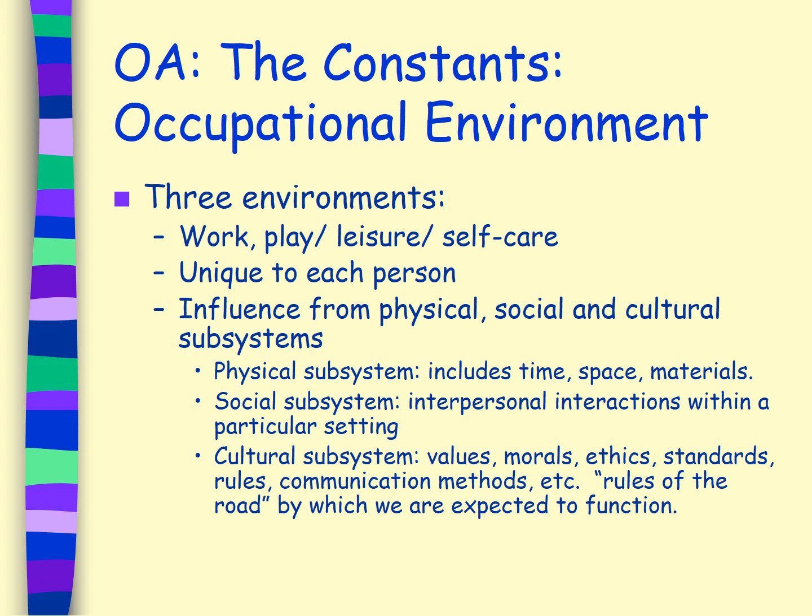Your physical subsystem includes any time, space, and materials as far as your environment goes. Your social subsystem looks at your interpersonal interactions within a particular setting, in a particular group. And your cultural subsystem looks at your values, morals, ethics, your standards, your rules, how you communicate. It's your, quote, rules of the road on how you're expected to function.